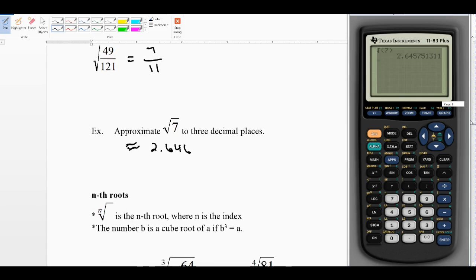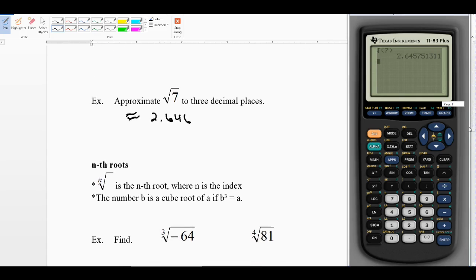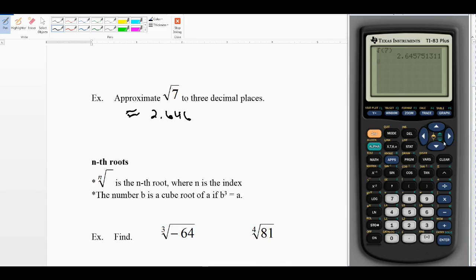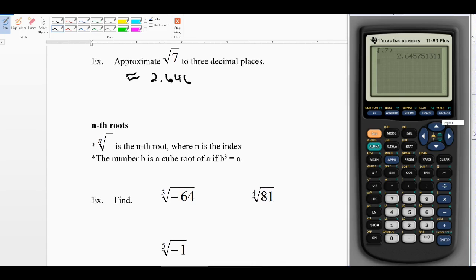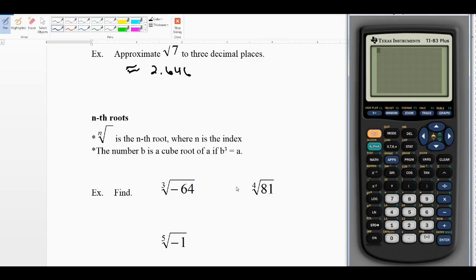Nth roots, there are other things besides the square roots. There's cube roots, there's fourth roots, fifth roots, whatever you want to use or find. And the signs will make a difference, especially when you're dealing with the odd roots. So for example, the cube root of negative 64, we're thinking what number times itself 3 times, or what number cubed gives us negative 64. The actual answer is negative 4, because if you take negative 4 times negative 4 times negative 4, you get negative 64. But you can also do that in a calculator.